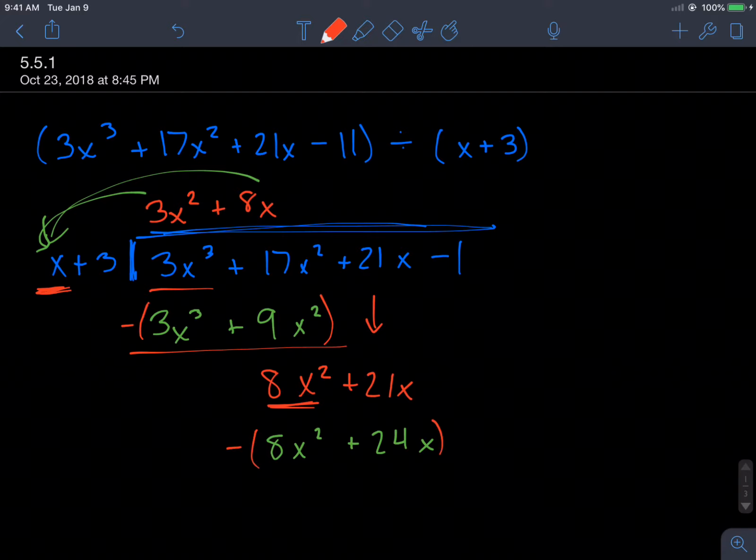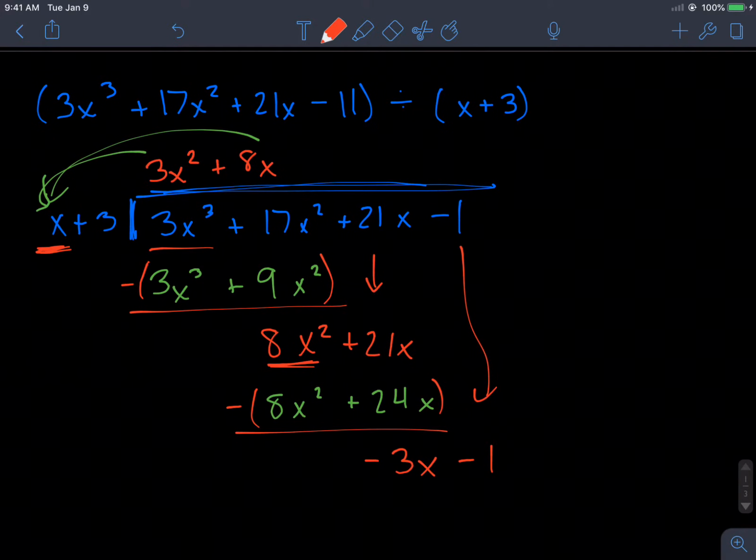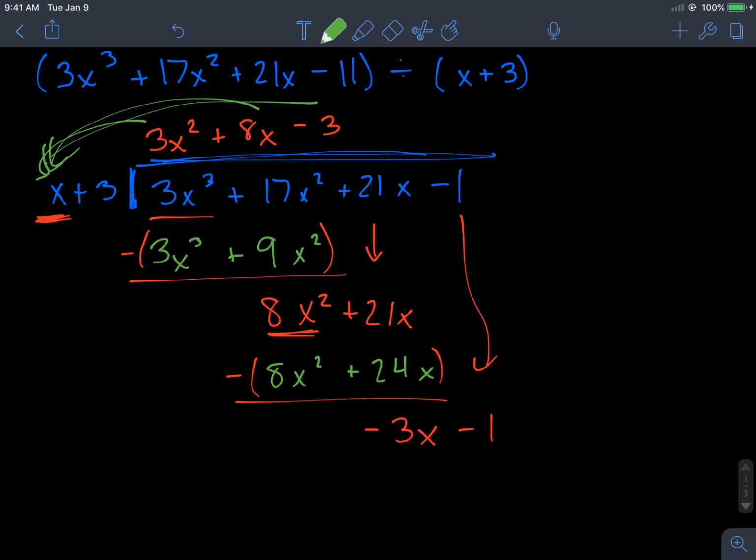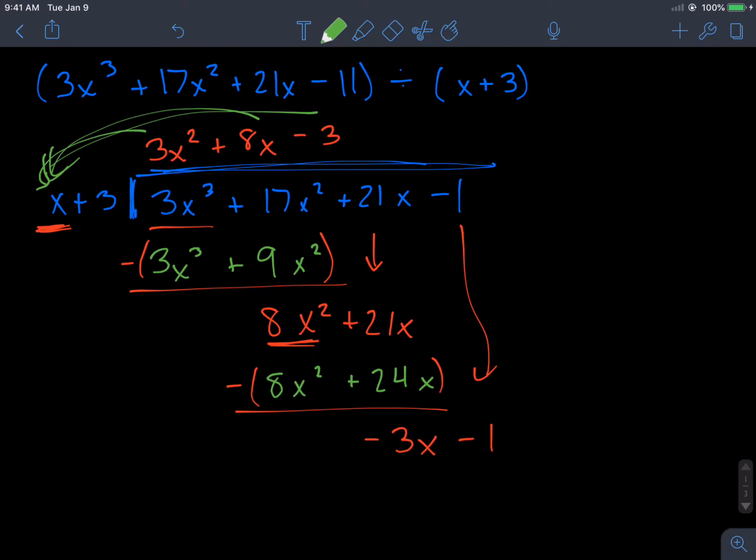And we subtract that again. So 8x squared minus a positive 8x squared, 0. 21x minus 24x is negative 3x. And now we bring down that negative 1. And we repeat this again. How many times does x go into a negative 3x? So what's negative 3x divided by an x? Well, that's just negative 3. Multiply negative 3 by x plus 3. So negative 3 times x plus 3 is going to be negative 3x minus 9.